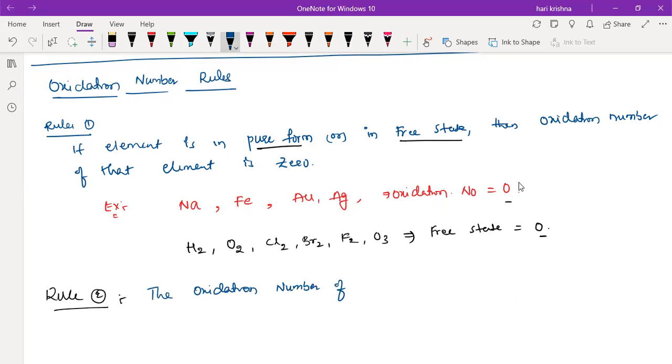The oxidation number of an ion is the same as its charge. I hope you understand this. Example, suppose Cl minus 1 is there. Here Cl2 is the free state, but Cl minus 1 is not the free state, right? It is one ion. First, what is the meaning of ion?